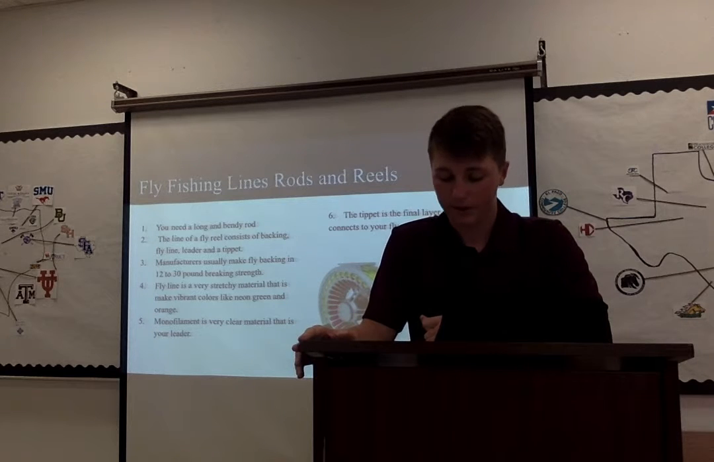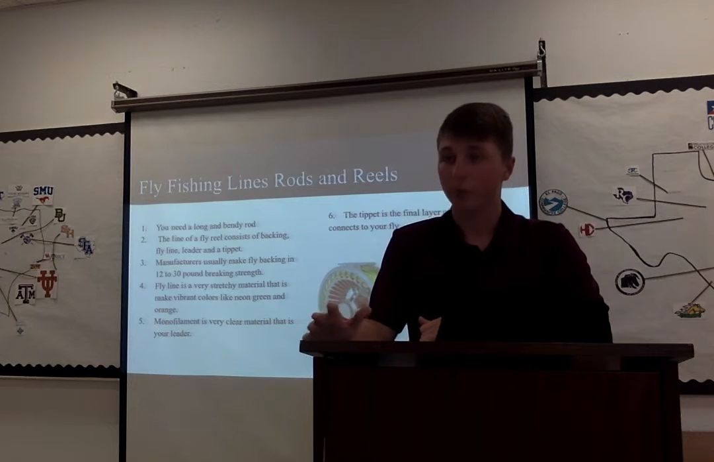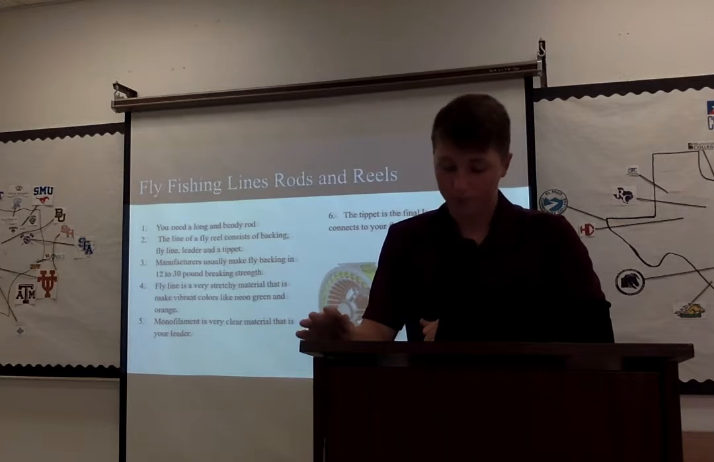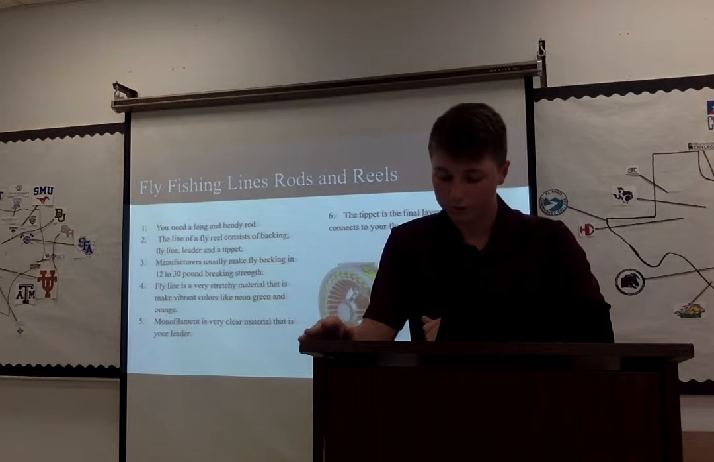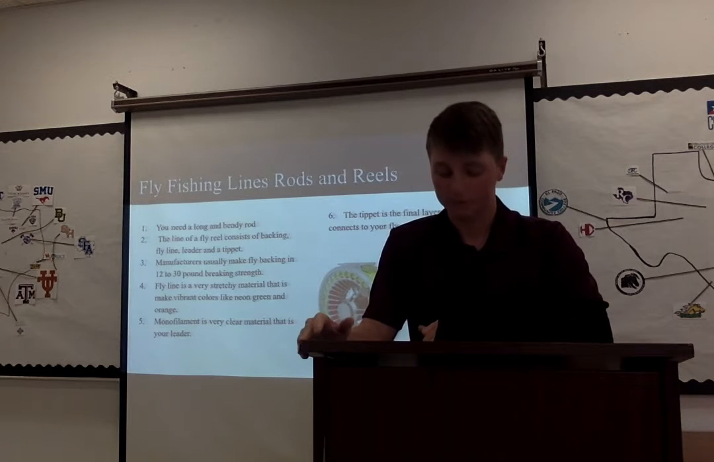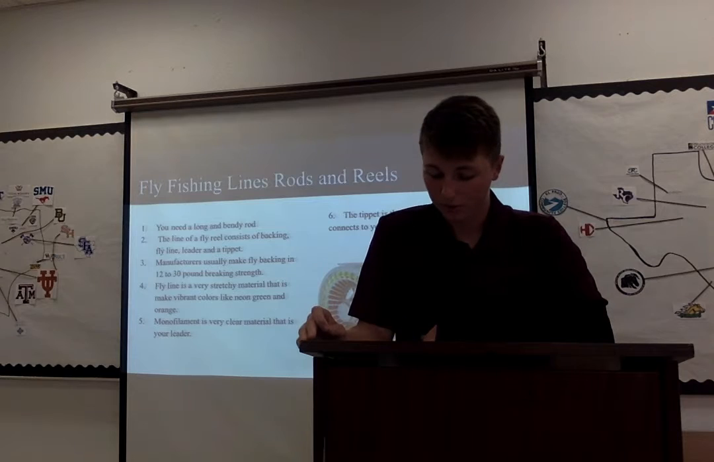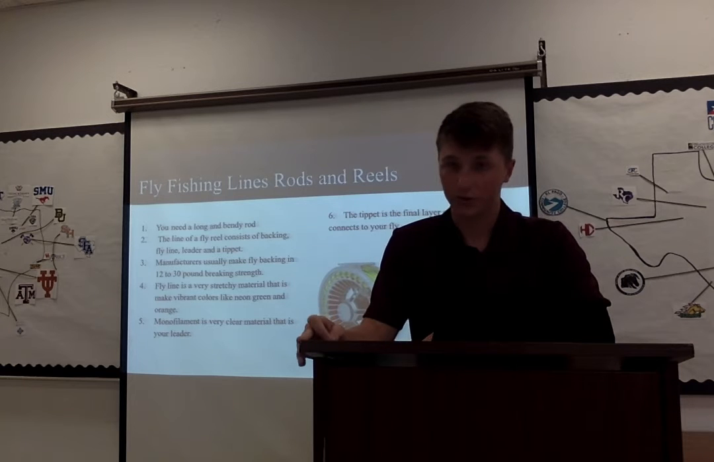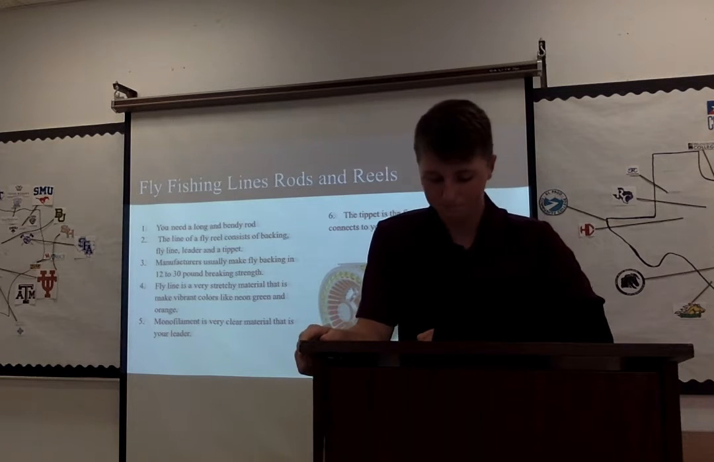Fly line is the second layer that attaches to the fly backing with a knot. This line is usually a very visible color such as neon green or orange. The third layer is a very invisible line that is made of monofilament. Monofilament is made by weaving fibers together very tightly. The tippet is a very small diameter line that has a very light breaking strength. This is the line that you tie to your fly. This line is almost invisible to any fish.